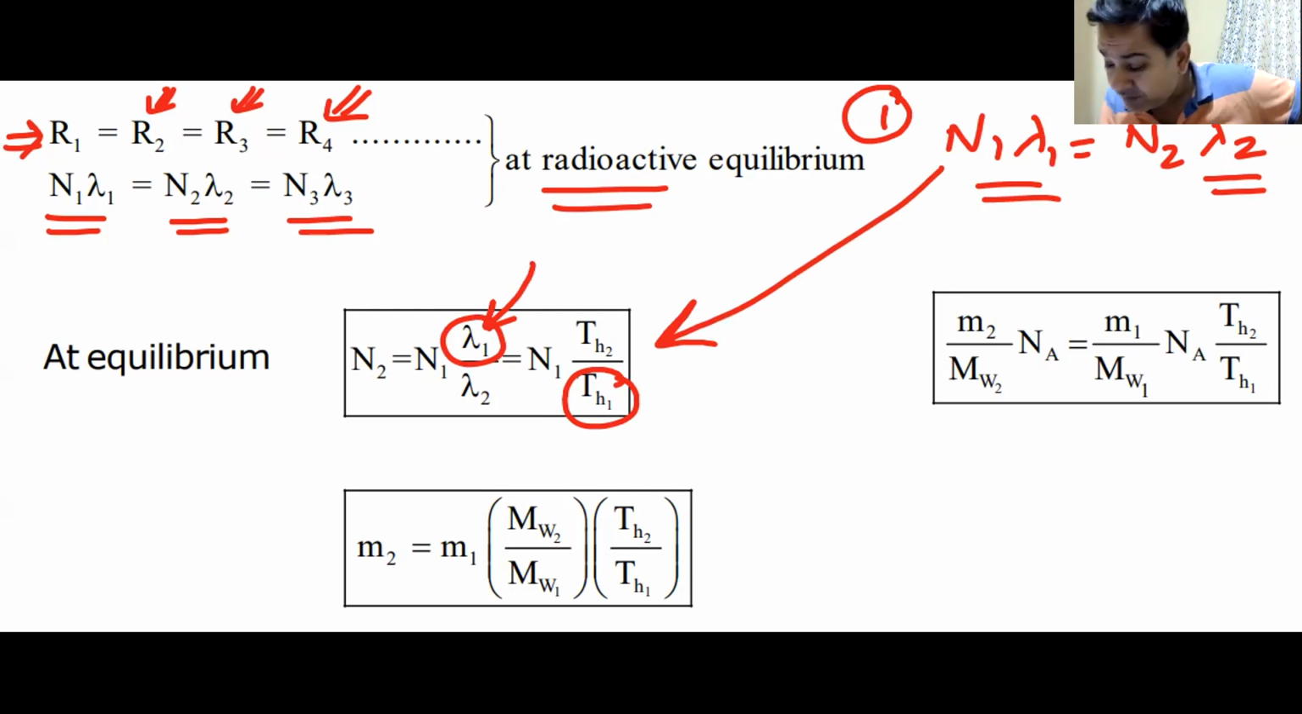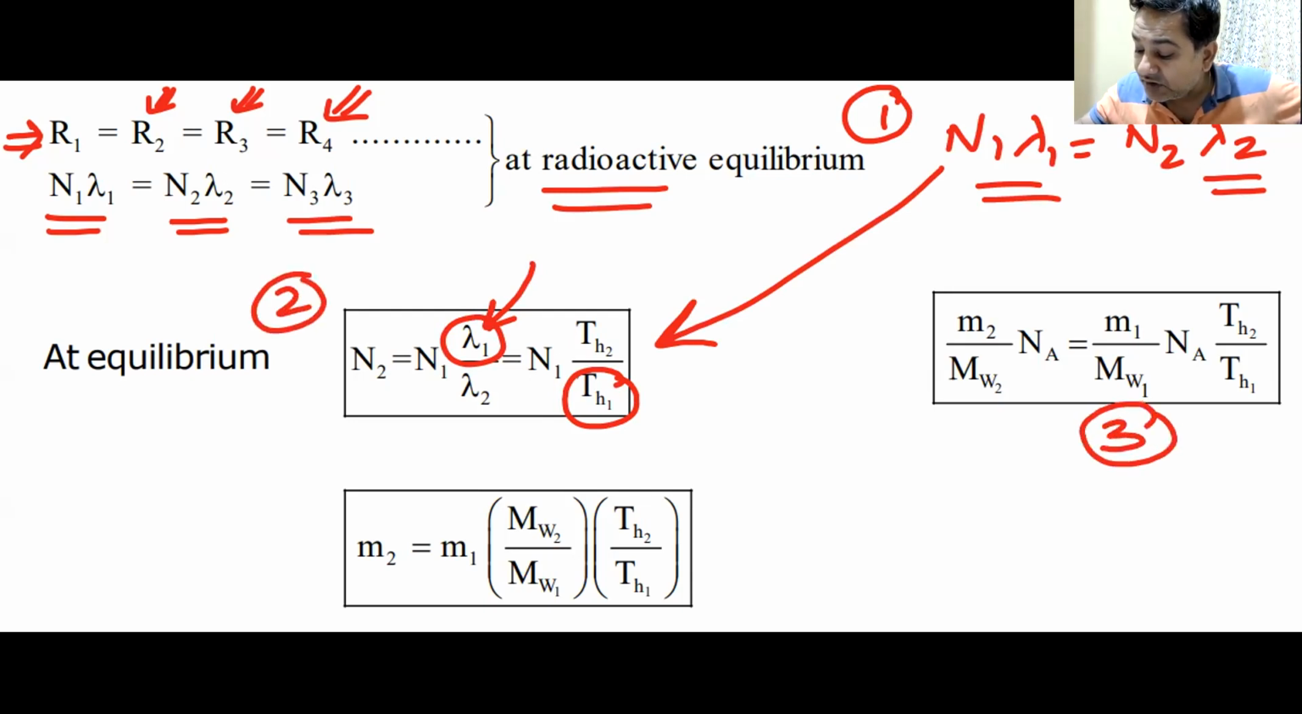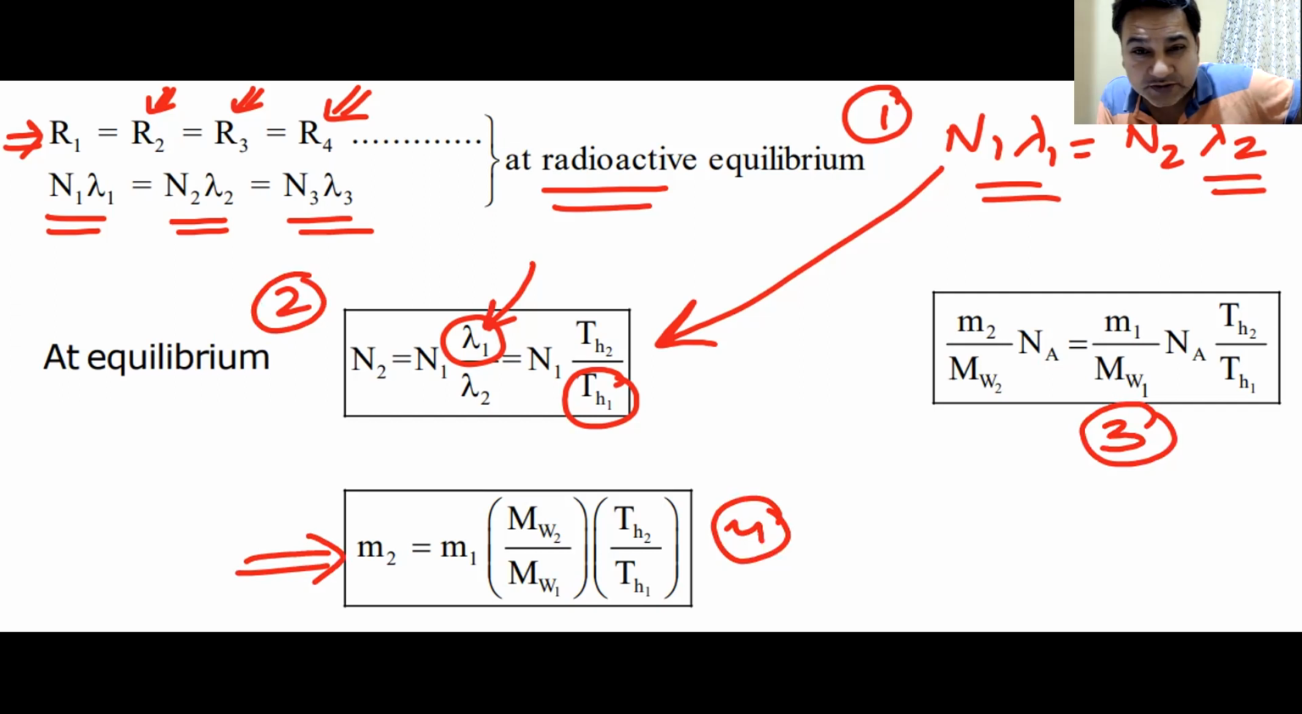This is what you got to remember. Equation number 1 and equation number 2. If you can remember equation number 3 and equation number 4. Equation number 3 is relating the mass of 2 in terms of its molecular mass. They have just converted mass and number of nuclei into molecular mass. Do we understand this? Yes, sir.